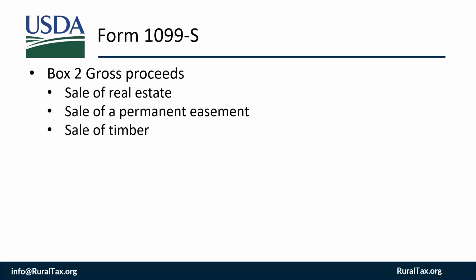So that's where the 1099-S comes in. That's the proceeds from real estate, permanent easement, etc. We also get a lot of questions. A lot of our farmers and ranchers utilize tax professionals and attorneys. Do we have to provide a 1099 to those folks if we pay them more than $600 a year?